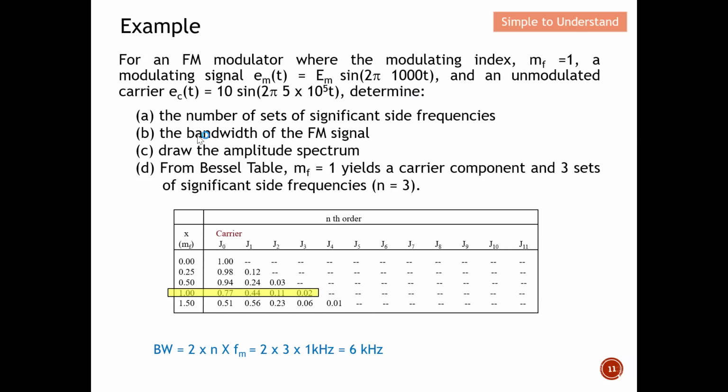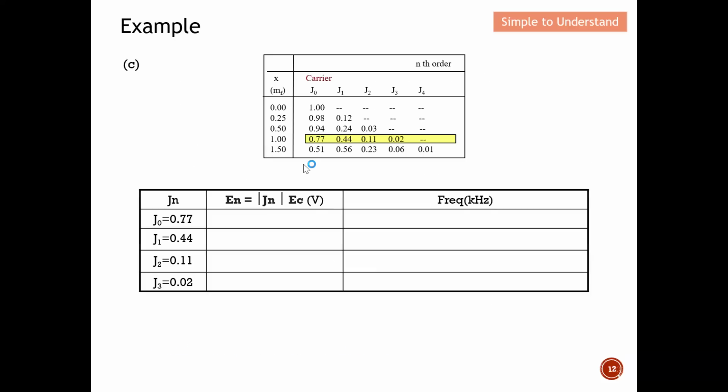Next we are tasked to draw the amplitude spectrum. How can we draw the frequency amplitude spectrum here? This is the Bessel function table when the modulation index is equal to 1. Basically we have these numbers: 0.77, 0.44, 0.11, and 0.02. This is how we obtain them, so we just copy the Bessel significant values onto this chart here.